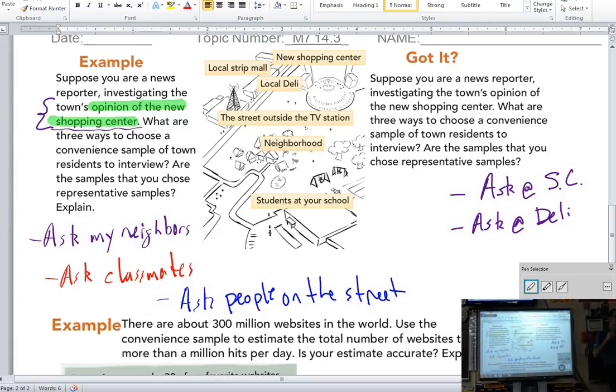If I ask people in a store, regardless of whether it's the shopping center or not, there's probably going to be some bias. So to get rid of bias, ask people somewhere that doesn't relate to a shopping center. So ask people outside the TV station. They're just walking down the street. They're not shopping in a deli or shopping center.